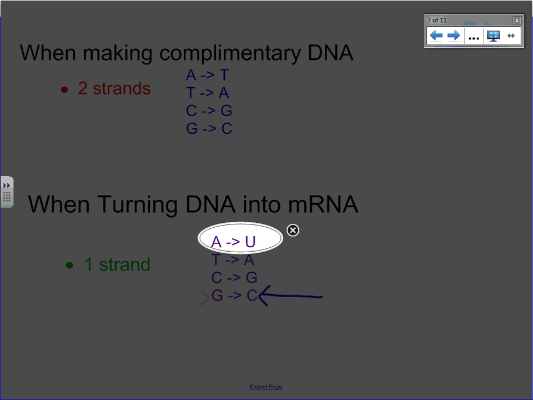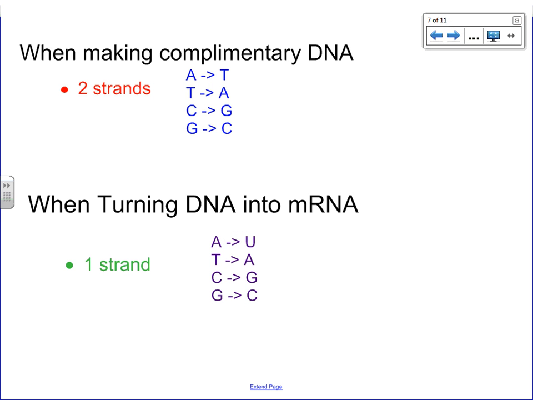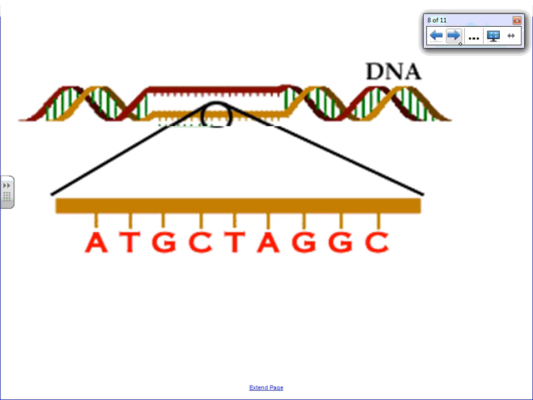Since thymine doesn't exist in RNA, adenine instead pairs with this new nucleic acid known as uracil. Uracil. All right, we abbreviate that U. And that's one of the big ways that you can tell the difference between DNA and RNA, is whether or not there's uracil. So now let's practice doing this.